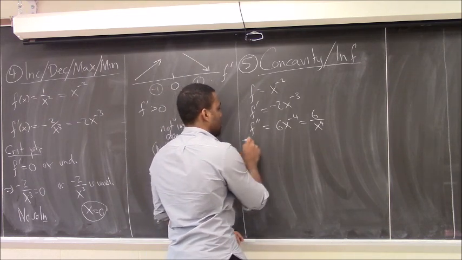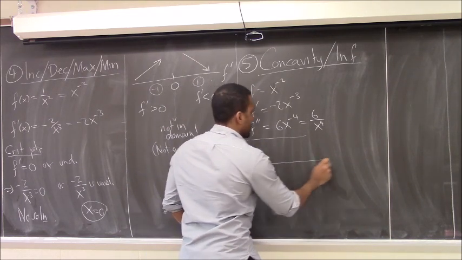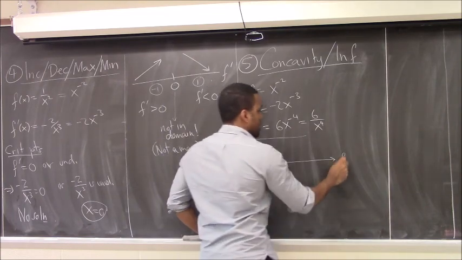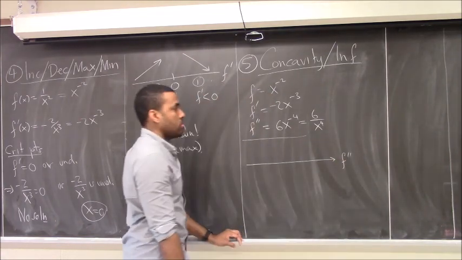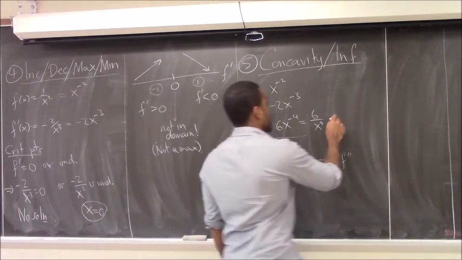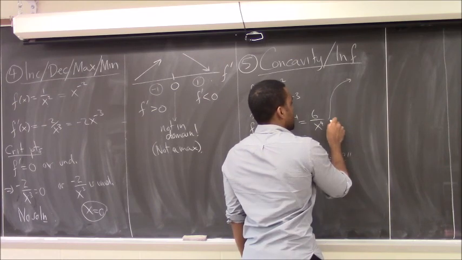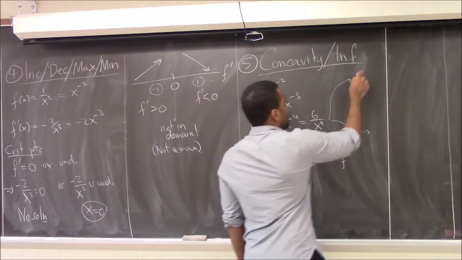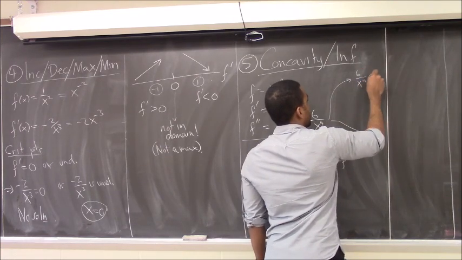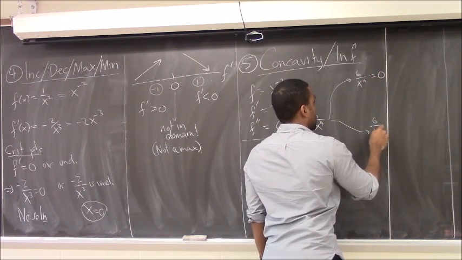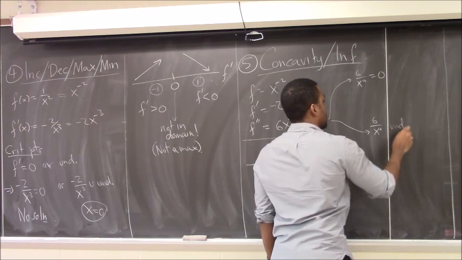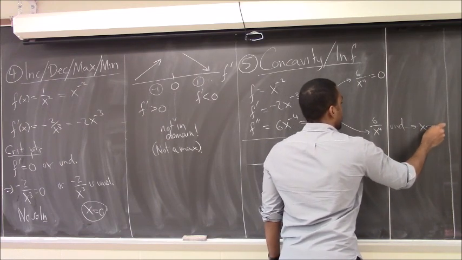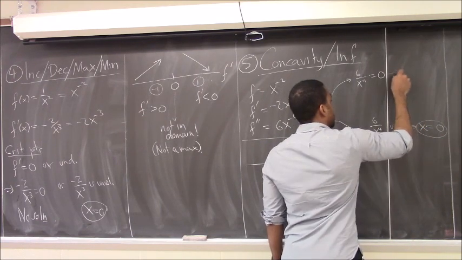Now, again, I'm going to want to test this at its critical points. So similar to the first derivative, I'm going to do the same thing. I'm going to set this equal to 0, and set this undefined. This gives us x equals 0. This gives us no solution.